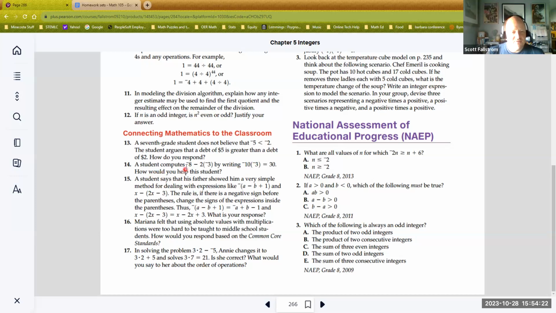A student computes -8 minus 2 less than this. Yeah, they wrote -10 times 3 times this. How would you help this student? All right. So again, you can see their work. They kind of simplified this expression. They rewrote it this way. They multiplied and got that number at the end. How would you help the student?